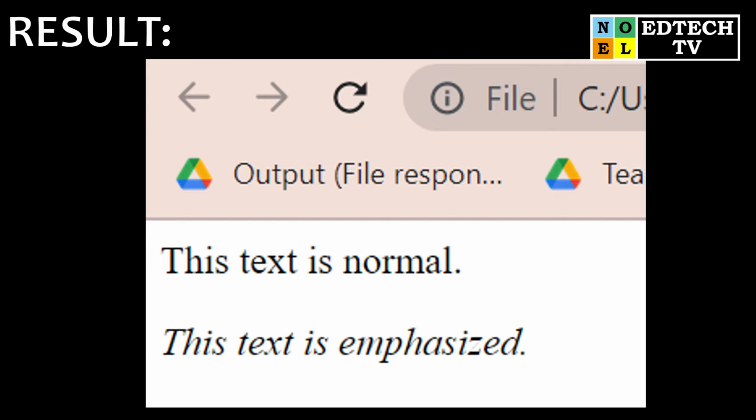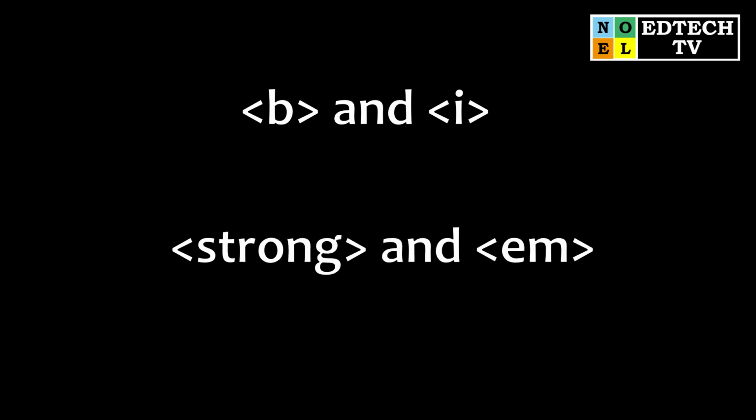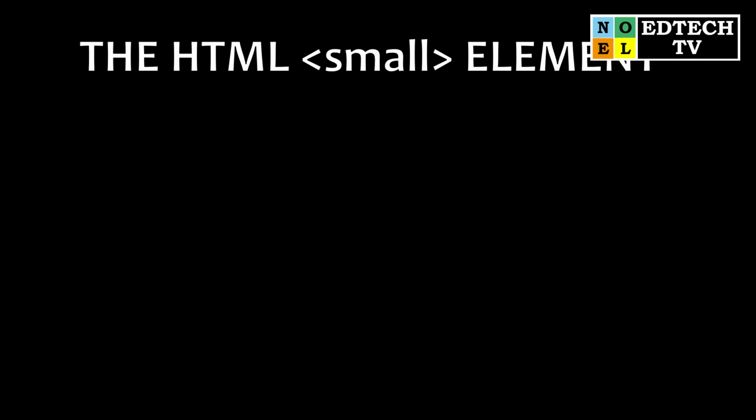Take note that the browser displays strong as bold and emphasized as italic. However, there is a difference in the meaning of these tags. The B and I tags define bold and italic text, and the strong and EM tags mean that the text is important. Let's proceed to the HTML small element.